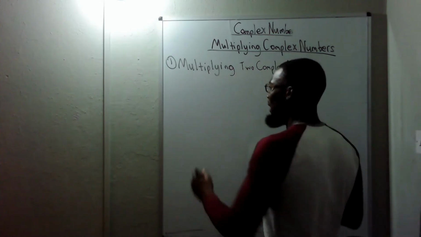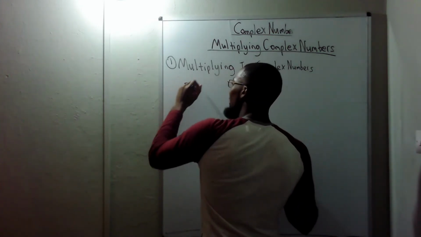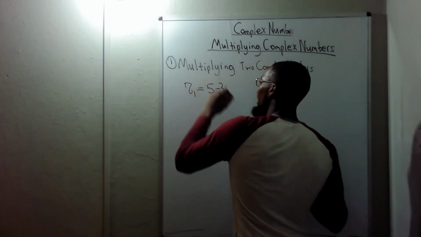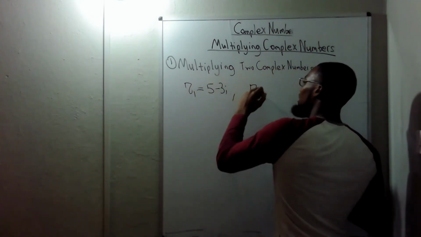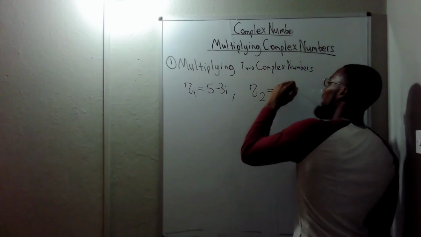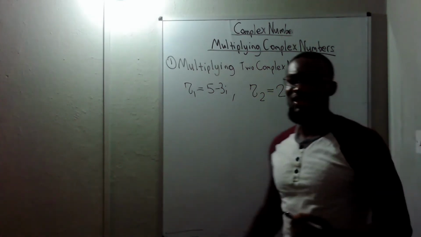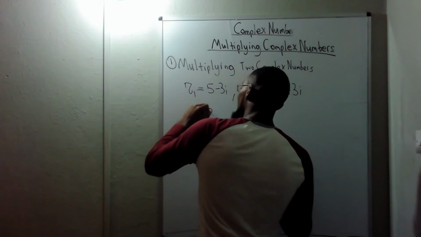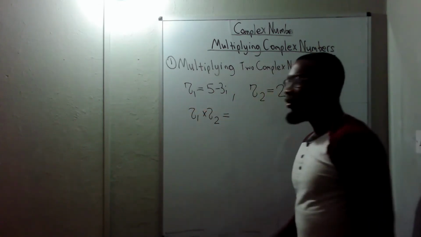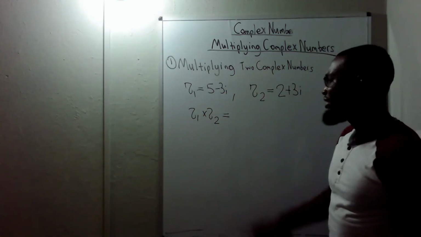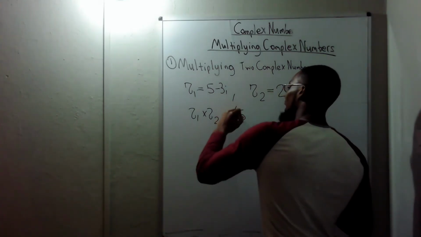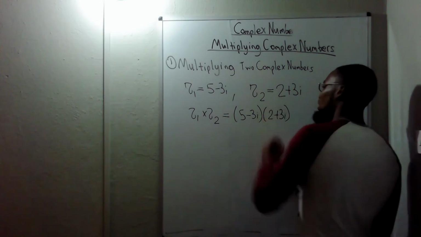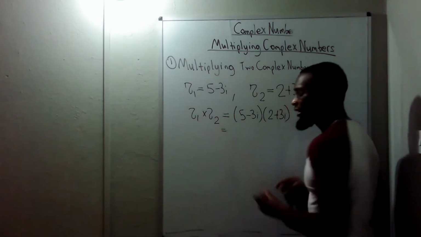Let's say we're given the complex number z1 is equal to 5 minus 3i, and we're given z2 is equal to 2 plus 3i. Alright? And they ask us to find z1 times z2. z1 multiplied by z2. Now, if we're going to find z1 times z2, we just multiply 5 minus 3i times 2 plus 3i. To do the multiplication, we expand the bracket.